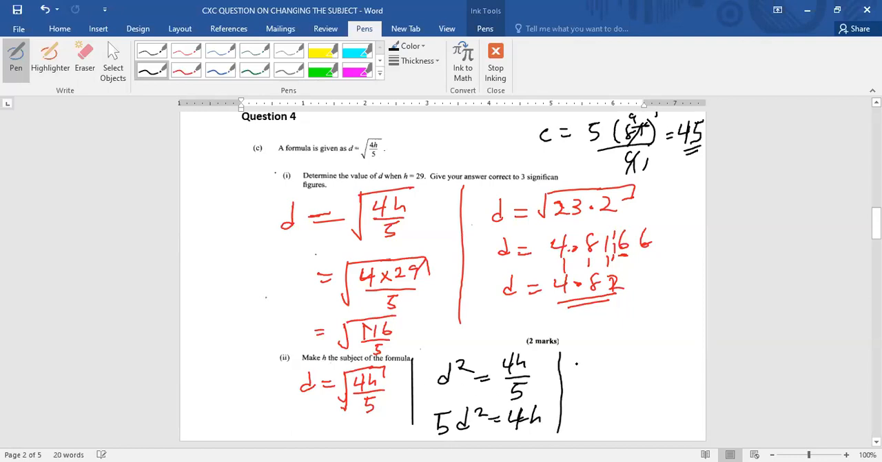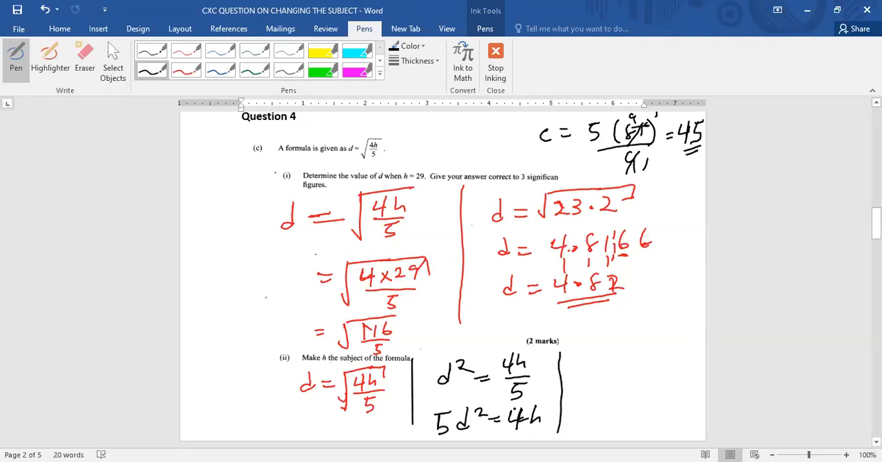Sir, why did you square the D? If you get rid of the square root, you have to square. Opposite of square root is what? Square. So that's why you square the d, because that's what you have to do. You can't square another thing. So we have 5d square is equal to 4h.